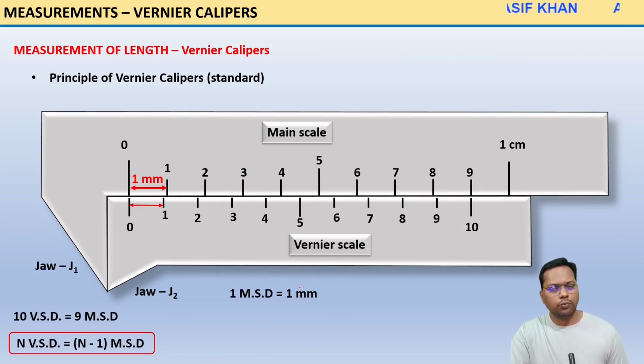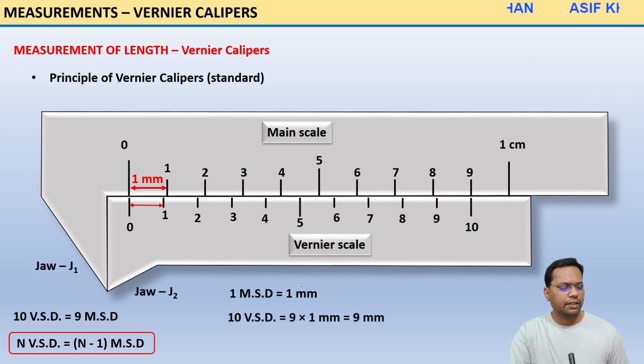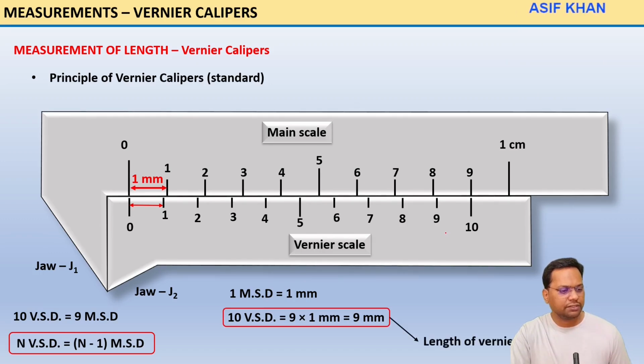Here we know that 1 main scale division is 1 millimeter. Therefore, 10 Vernier scale divisions will be how much? 10 Vernier scale divisions, that is the length of the Vernier scale. Also remember, the length of the Vernier scale is equal to the 9 divisions on the main scale, and each division is of 1 mm. Therefore 9 into 1 mm is 9 millimeters. So the length of the Vernier scale is 9 millimeters, and from this you can find the length of 1 Vernier scale division. 1 Vernier scale division is equal to 9 by 10 millimeter, that is 0.9 mm.